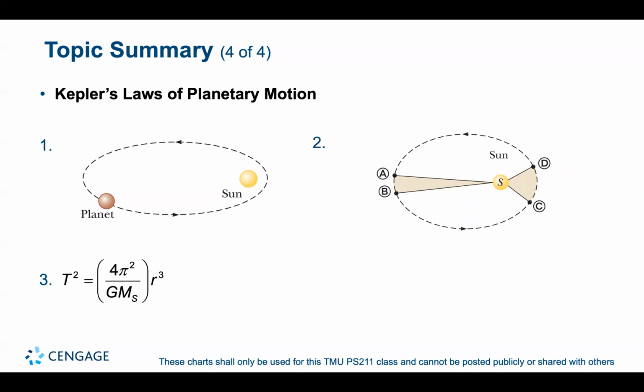The third law can be applied to any large body and its system of satellites by replacing the Sun's mass with the body's mass. In particular, it can be used to determine the mass of the central body once the average distance to a satellite and its period are known.